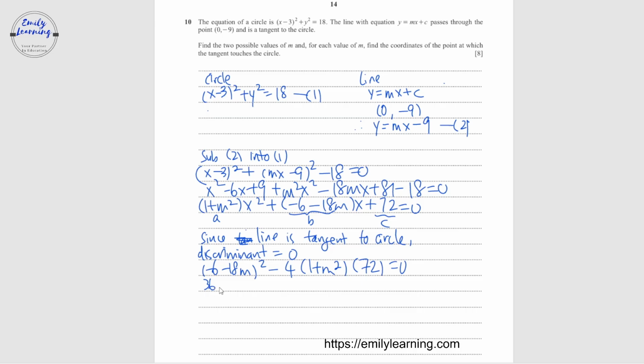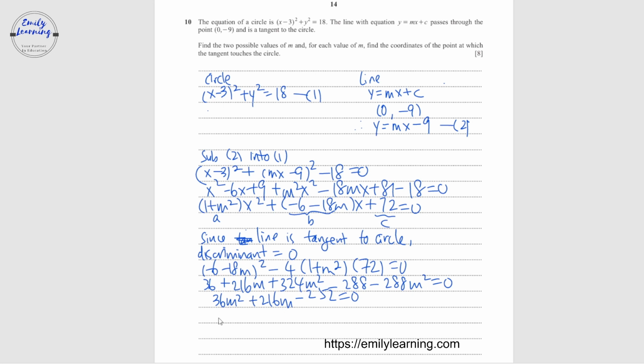So I have 36 plus 6 times 18 times 2, which is 216m, plus 324 m squared minus 288 minus 288 m squared equals 0. So let's simplify this. It's 36m squared plus 216m minus 252 equals 0.